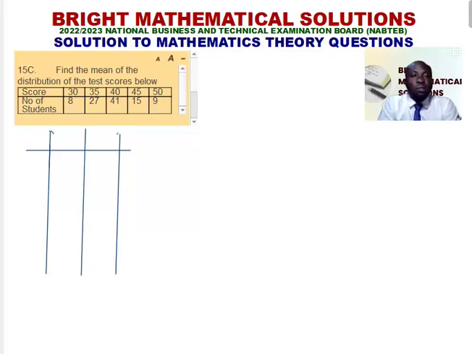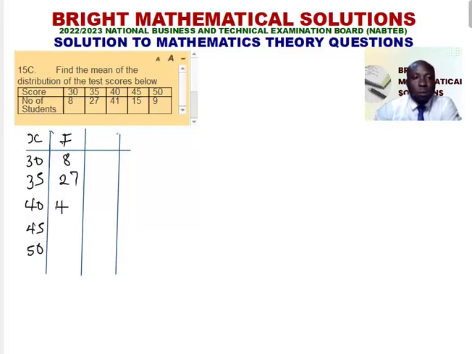The question says, find the mean of the distribution of the test score below. Now, we are just to look for the mean, and this is x, so this is f. So our x is the score, which is 30, 35, 40, 45, and the last is 50. So the frequency is 8, 27, 41, 15, and 9. So the next thing is to multiply the f and x.